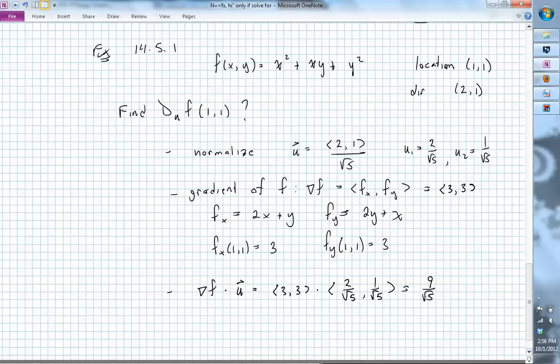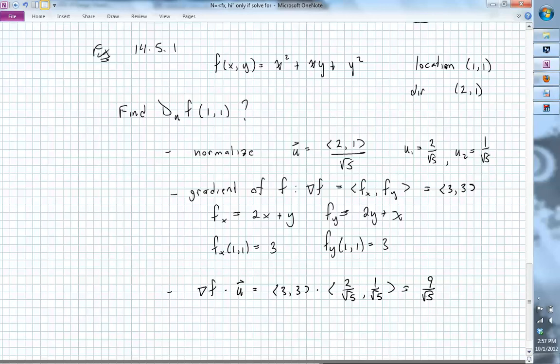Yeah, it would be not negative 2, 1. It would be just the negative of that vector, right? It would be negative 2 over root 5, negative 1 over root 5, right? That points me 180 degrees in the opposite direction. What happens to that minus sign? If there's a negative sign here and a negative sign here, what happens to this guy?